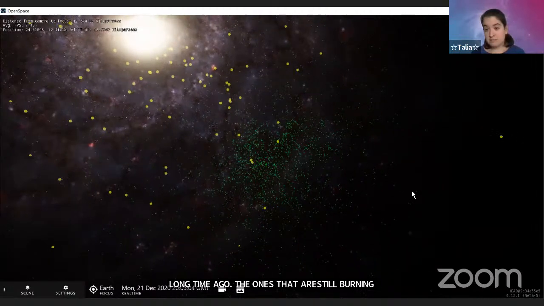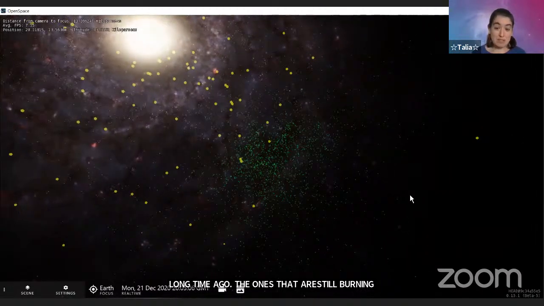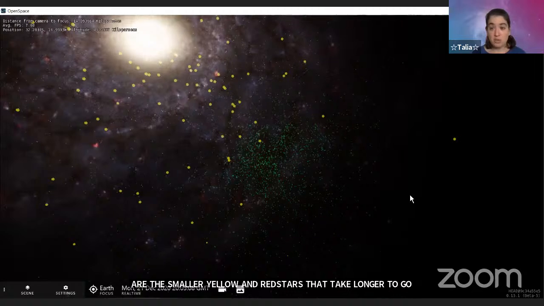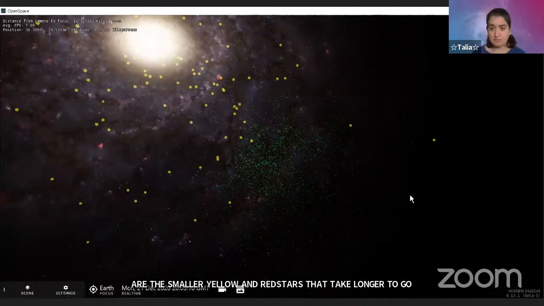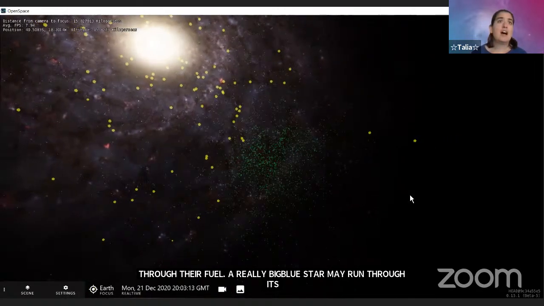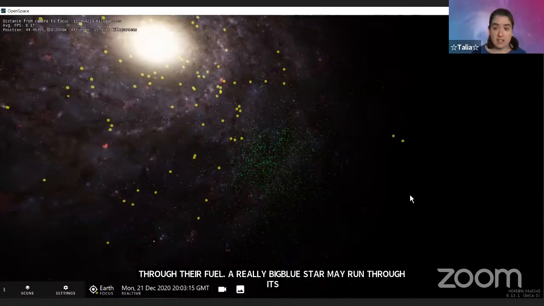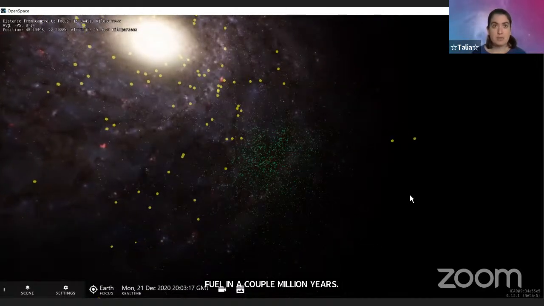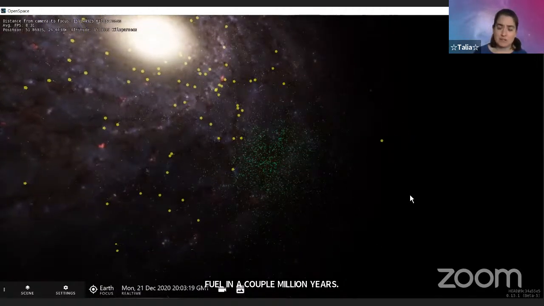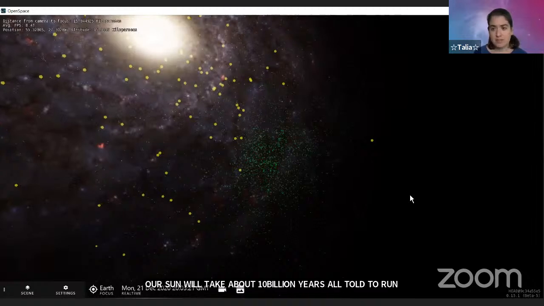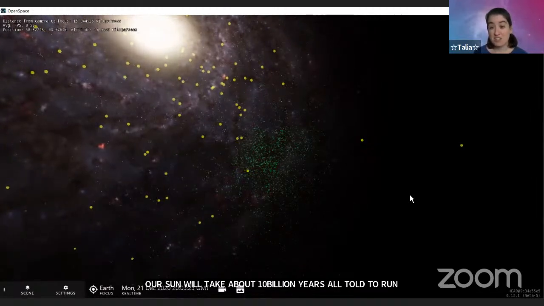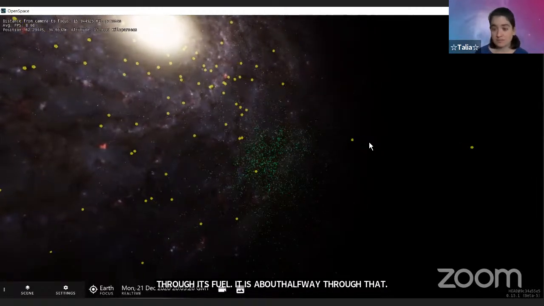Our sun, which is a mid-sized star, is going to take about 10 billion years all told to run through its fuel. It's about halfway through that. And then there are small, dim red stars that are going to take trillions of years to run through their fuel. So that's what we mean when we say stars go away. It means they ran out of fuel.